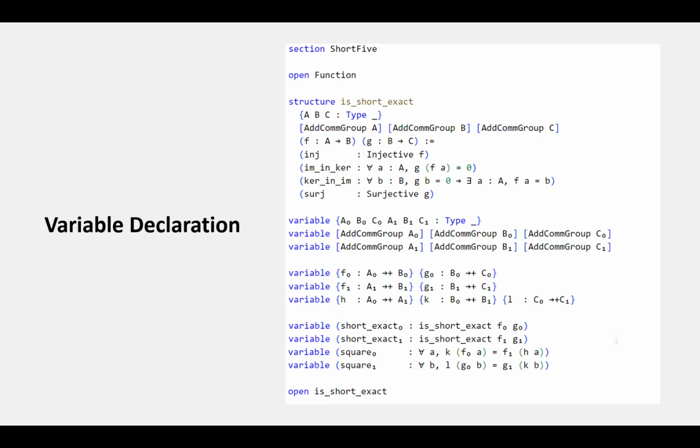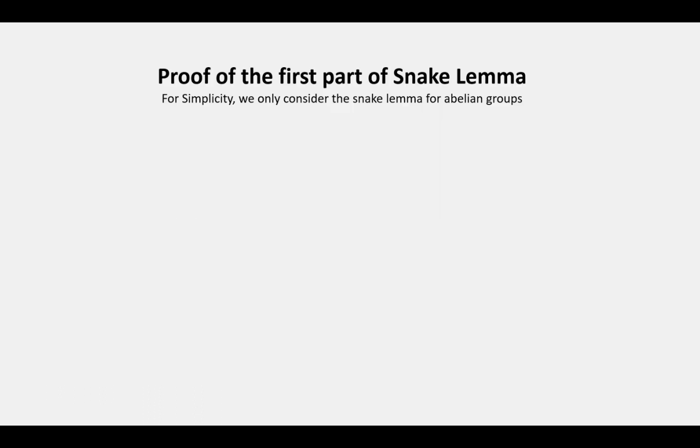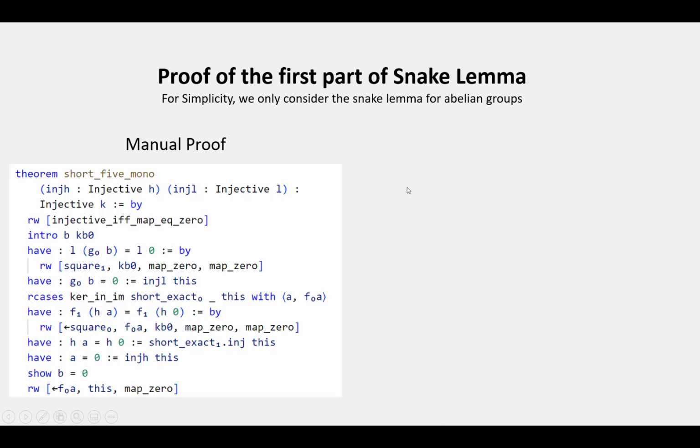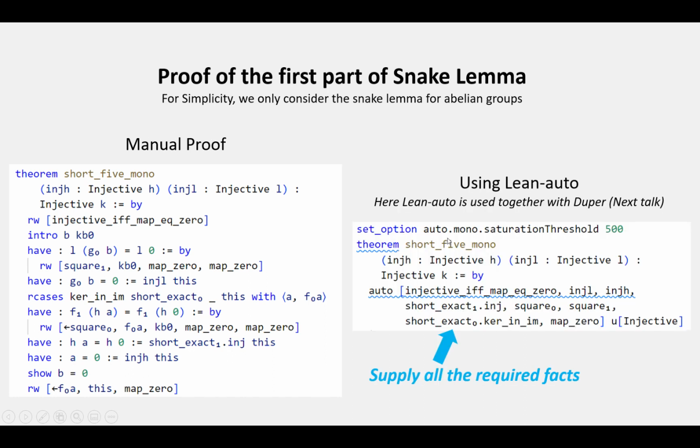First of all, we declare all the variables. In this case, there are just too many variables, so it makes sense to declare them before the theorem. The snake lemma can be divided into two parts, and suppose we want to prove the first part. This is what your proof will look like if you want to prove it manually. And this is what the proof will look like if you use LeanAuto. Note that you still need to supply all the required facts to LeanAuto. So this is an issue, and we'll talk about that later.